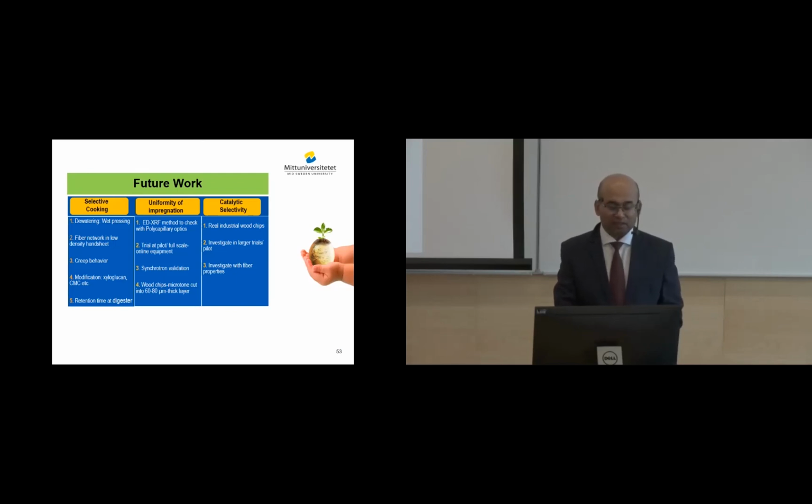Synchrotron validation is needed, and we can use different wood chips, cutting a 60 to 80 micrometer thick layer in the microtome and continuing the work. For the catalytic approach, of course, we need real industrial wood chips, to investigate a larger scale, and also fiber properties if we use the wood chips.